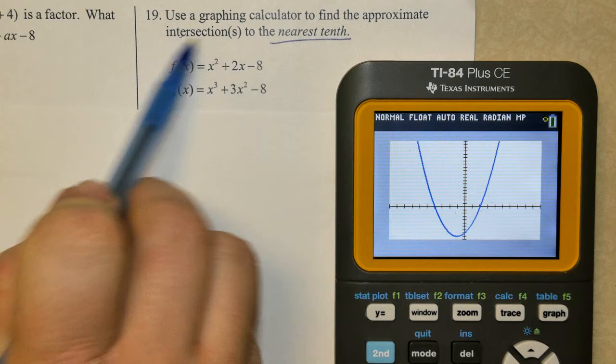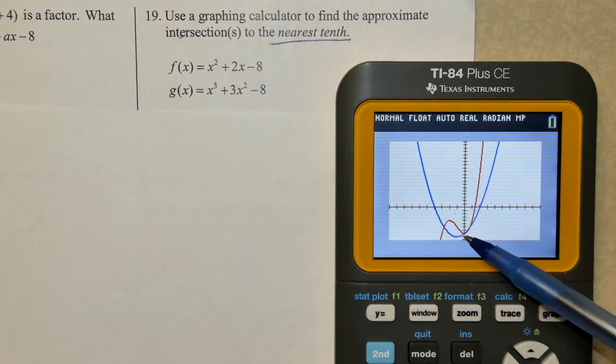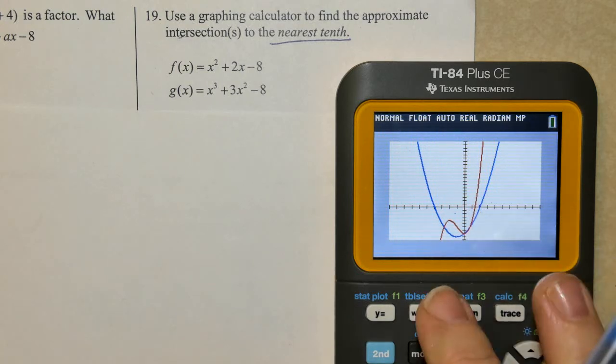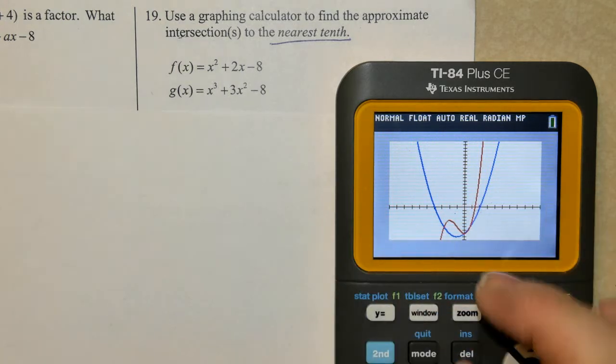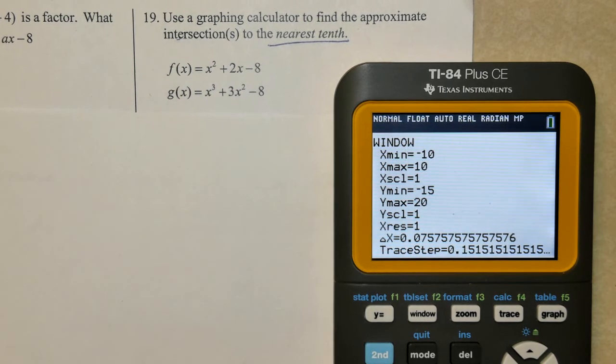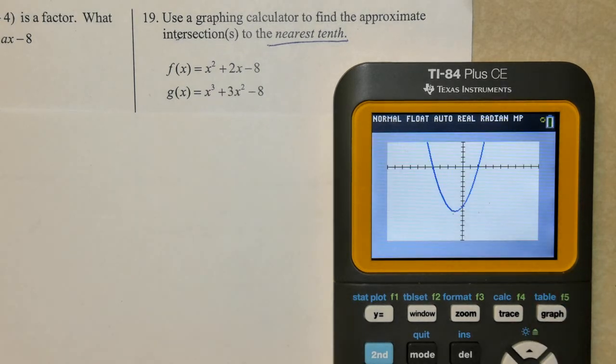So there could be multiple intersections. Oh, it's hard to tell. I can see 1. This could be 2 or 3. I want to zoom in on this area, so I'm going to go to Window. I'm okay with this length, but I want to go down further. Right now it's only going down as far as negative 10. I'm going to move it down to negative 15. I don't need to go up so high here, so let's just go with positive 5 and see if I have a better view here.